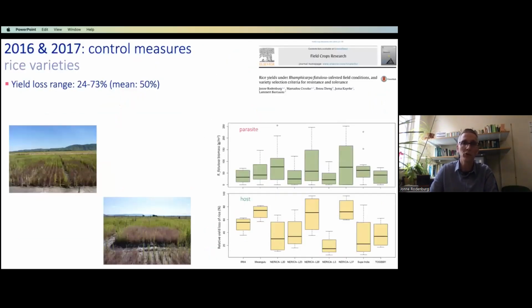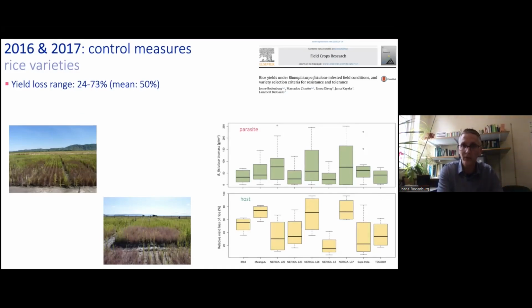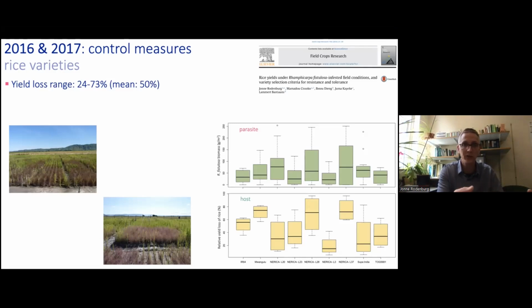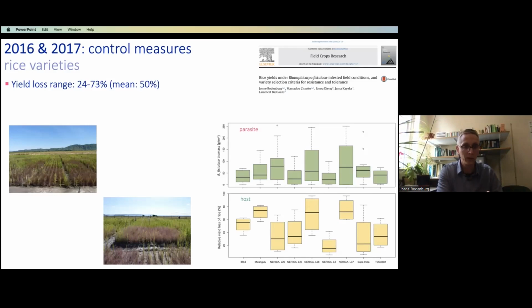Now, talking about control, we have also investigated different means of control. The first thing that we did was look at the rice varieties. Are there any differences in resistance and tolerance between rice varieties? We have grown 64 different rice varieties in this field. You can see it in the picture. And we saw that within this group of rice varieties over 3 different years, yield loss ranged from 24 to 73%, and the mean yield loss by Rhamphicarpa is 50%.